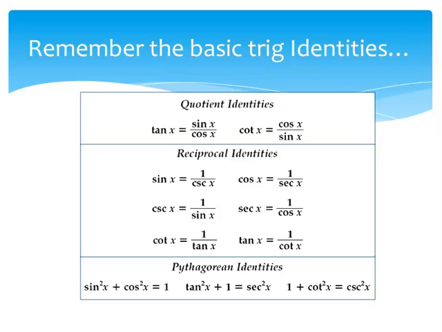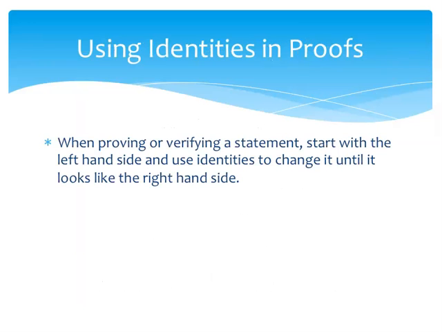And generally, the best way to go about showing that a statement is true using these trig identities is to start with one side and use identities to change it until it looks like the right-hand side. So the one thing we're not going to do is we are not going to do the same thing to both sides. We don't want to change both sides. We want to keep one side the same and take the other side and continue to apply identities to it until it looks like the other side.